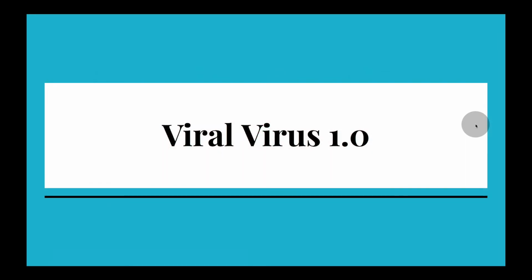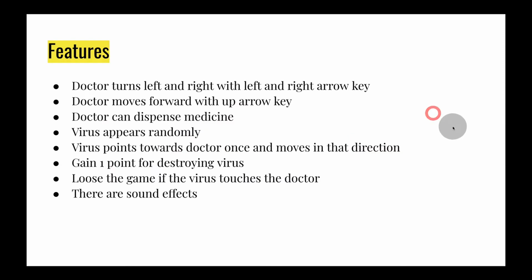So if you thought about the features, this is my list of features that I came up with for this game. First feature is we have the doctor is able to turn left, right with the left and right arrow key. The doctor can move forward with the up arrow key. So I got to turn the doctor with the left, right arrow keys, and then I got to get the doctor to move in that direction with the up arrow key. Okay. The doctor can dispense medicine.